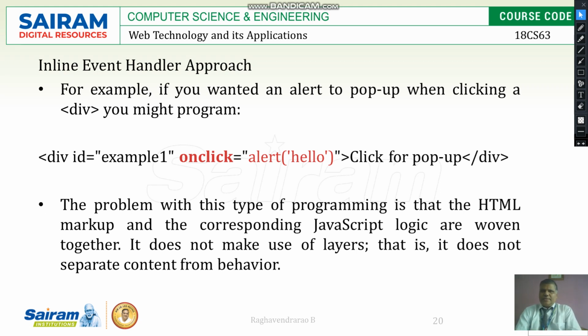The inline event handler is, for example, the alert pop-up message you want to get by using the div method. In the div tag, you have written the id as example one, onclick is the event, and alert is the method that displays the message. Click for pop-up. If you click on this, automatically hello is displayed in the alert box.